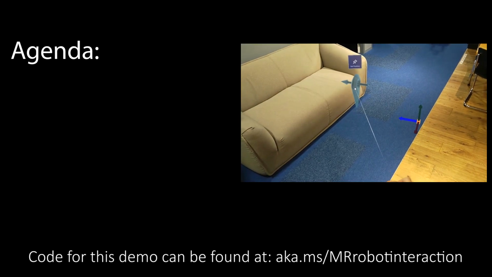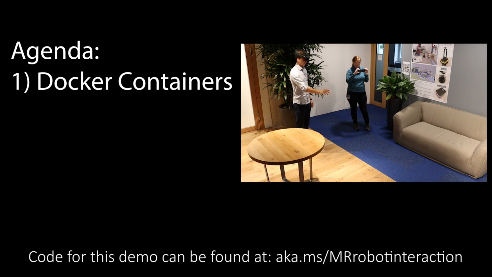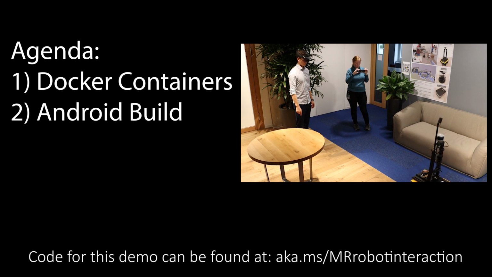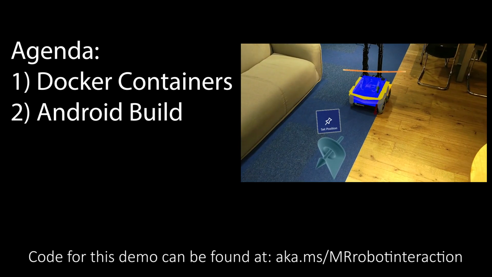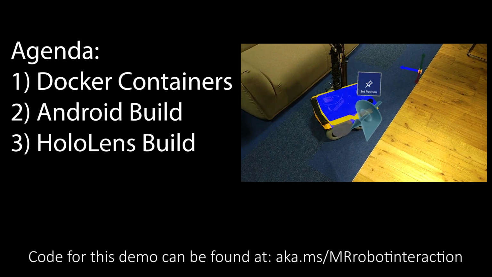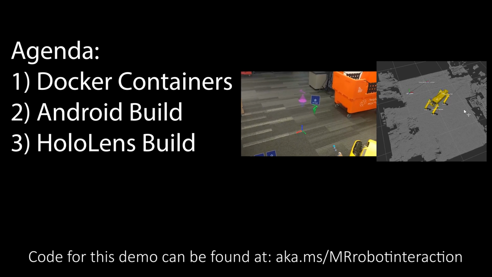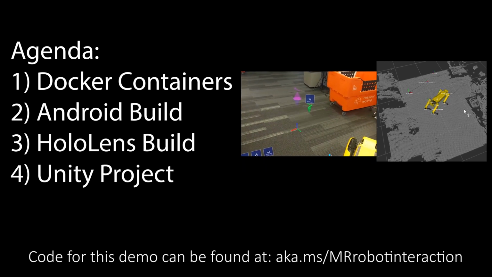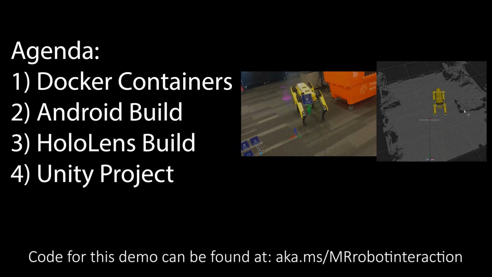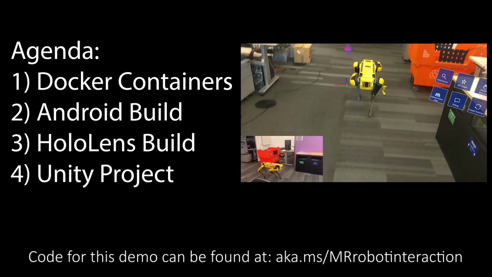The tutorial will be split in 4 sections. Section number 1 will talk about the Docker containers we provided for this workshop and how you can run them. In section number 2, I'll show you how to build and deploy our Unity project for Android. Section number 3 will do the same thing for the HoloLens or other UWP-based platforms. In section number 4, I'll give you a brief overview about the Unity project itself and where you can start building your features for your robotic project. So now let's jump right into section 1.